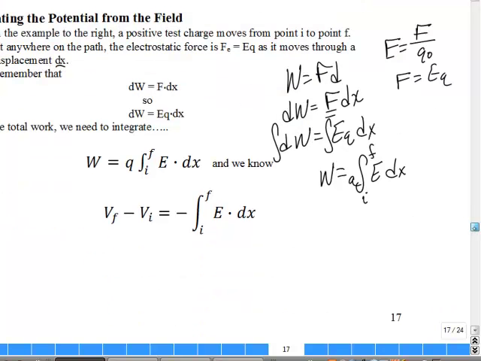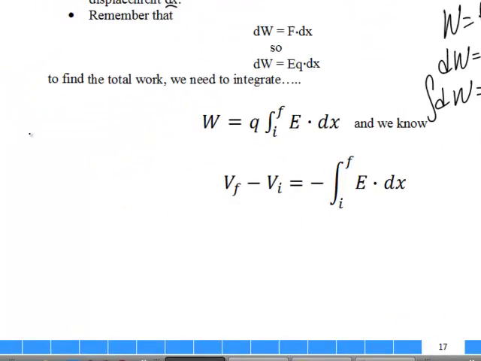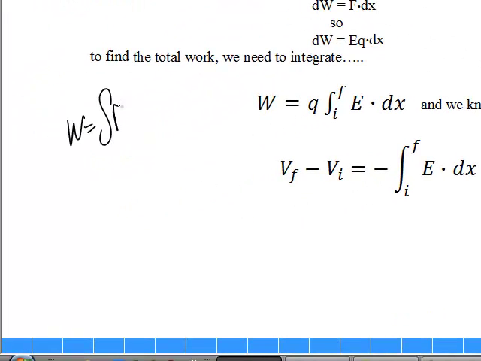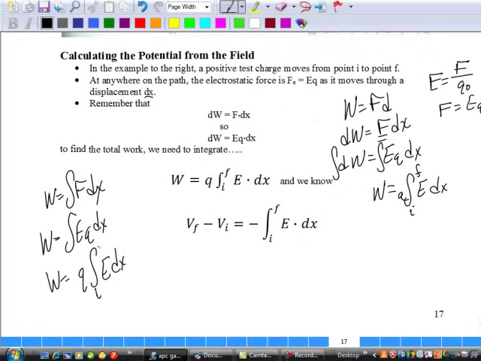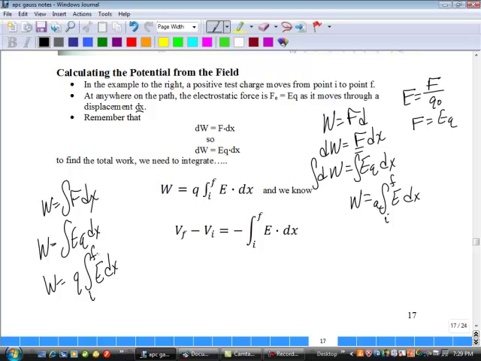Now, if you don't like the derivation of this formula, you can remember that work is the integral of F dx. Hopefully you remember that. And what type of force are we talking about? We're talking about the electric force. So we have this EQ times this dx. The Q comes out because it's a constant, and so we get work as being the integral of E dot dx from our initial to our final state.